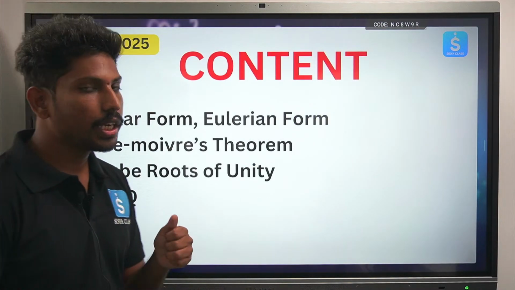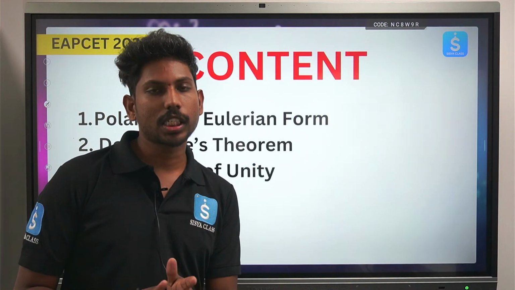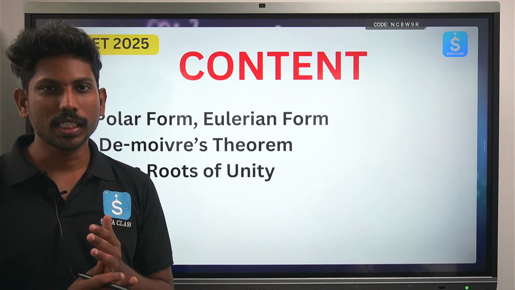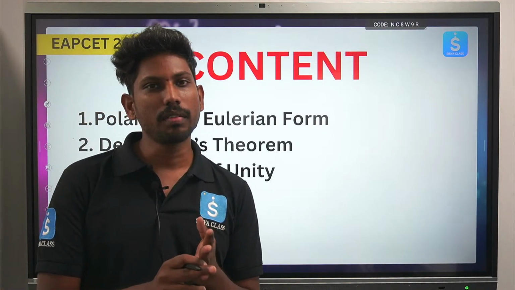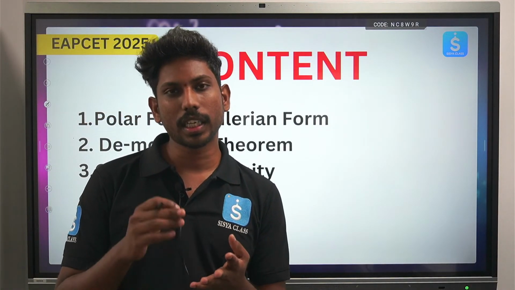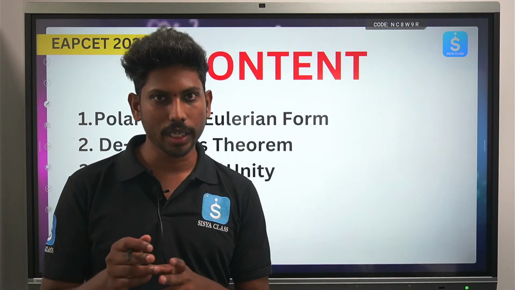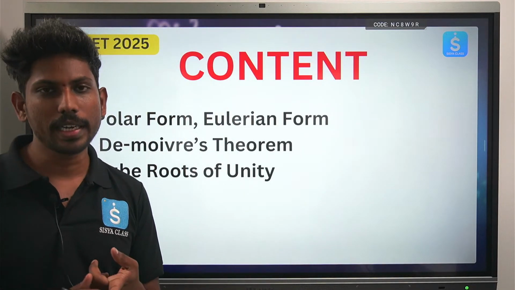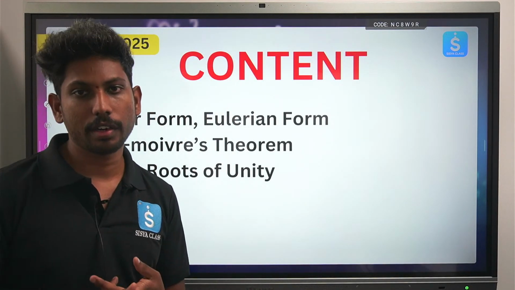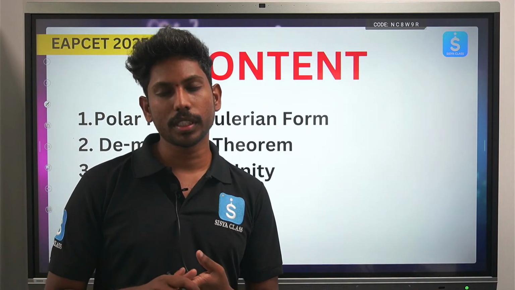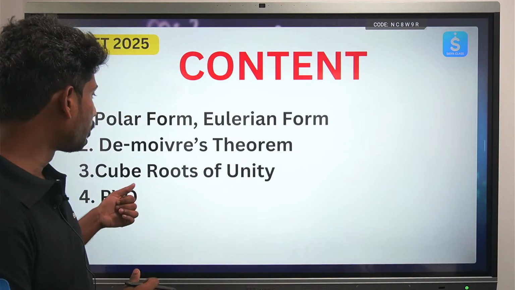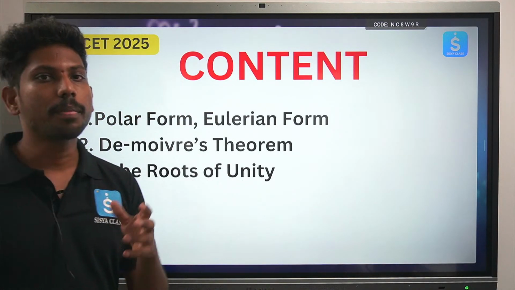Okay, so today's topic, the first thing is polar coordinates. Every number can be converted from Cartesian, that is the rectangular coordinates, to the polar coordinates. I will show that, and we can also see what is meant by Eulerian form, and the next one is De Moivre's theorem, and the next one is the cube root of unity. Okay, so our discussion will be on these.